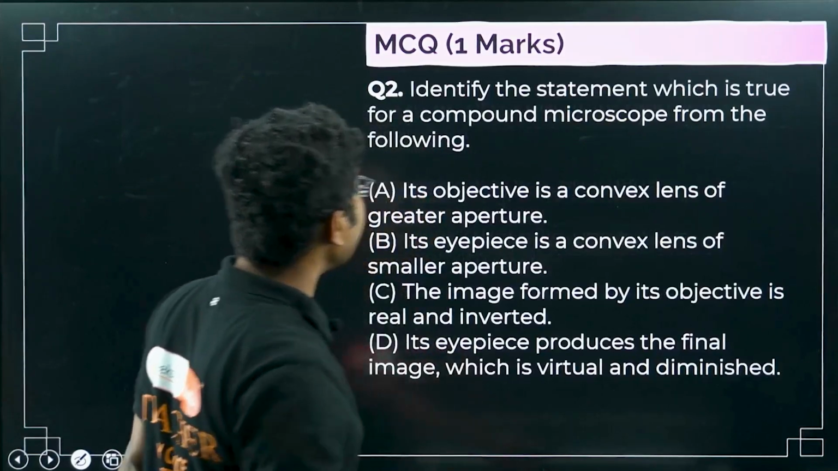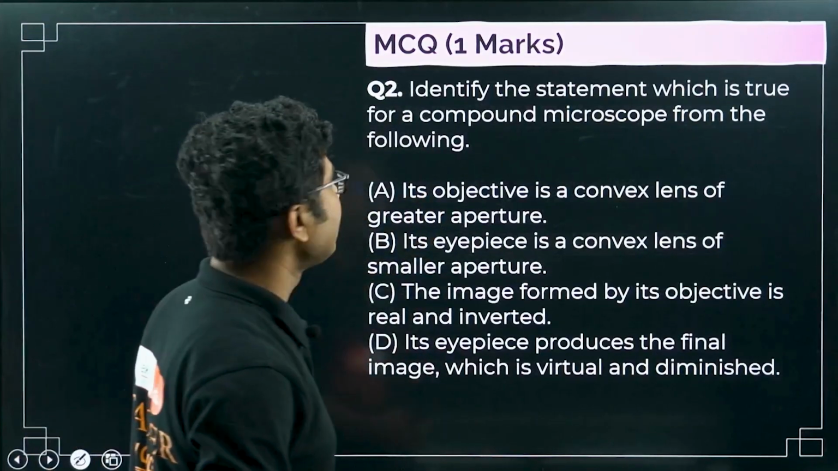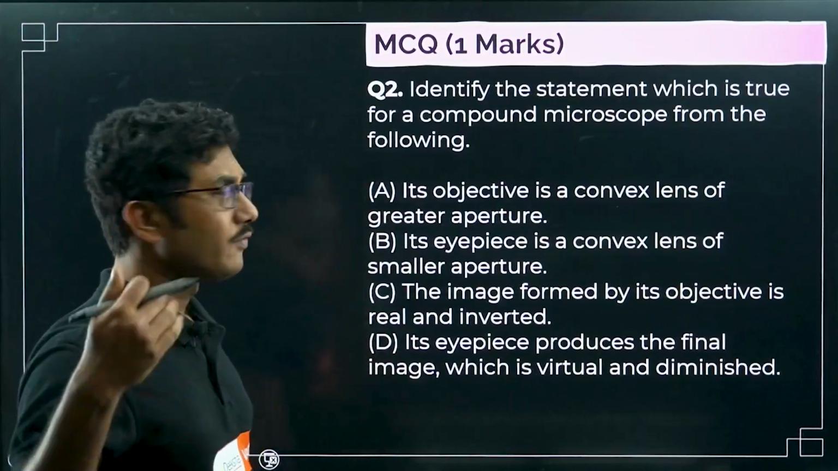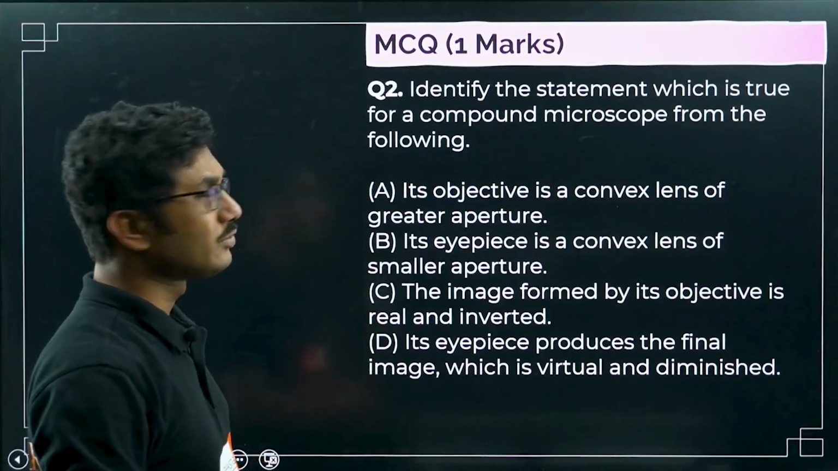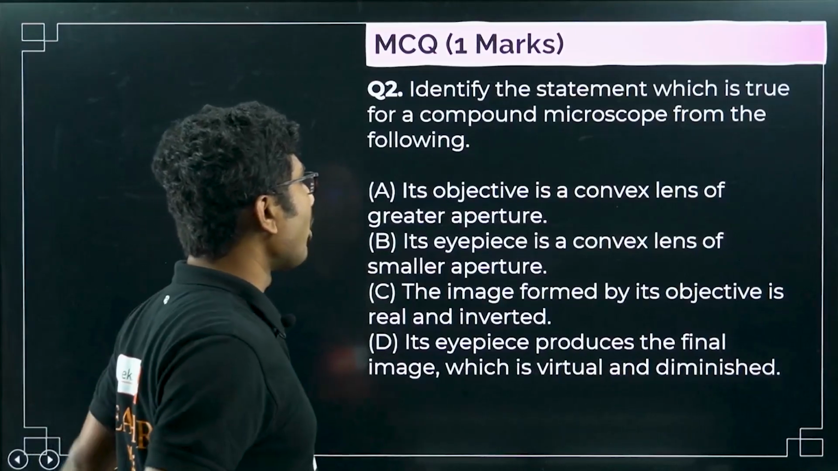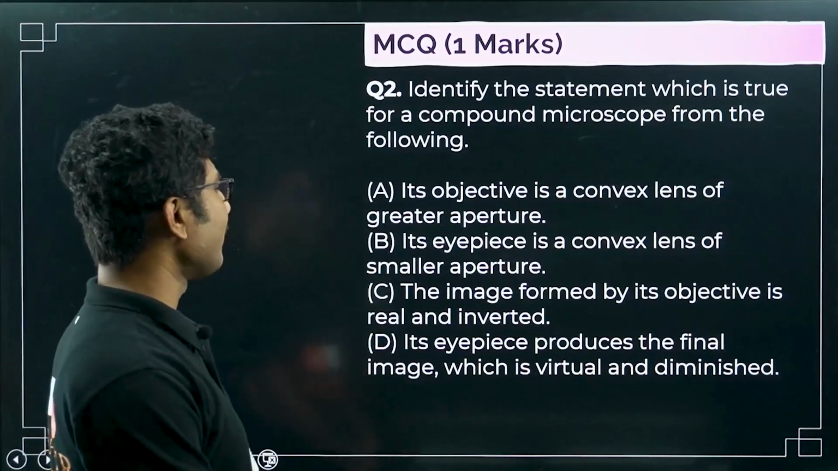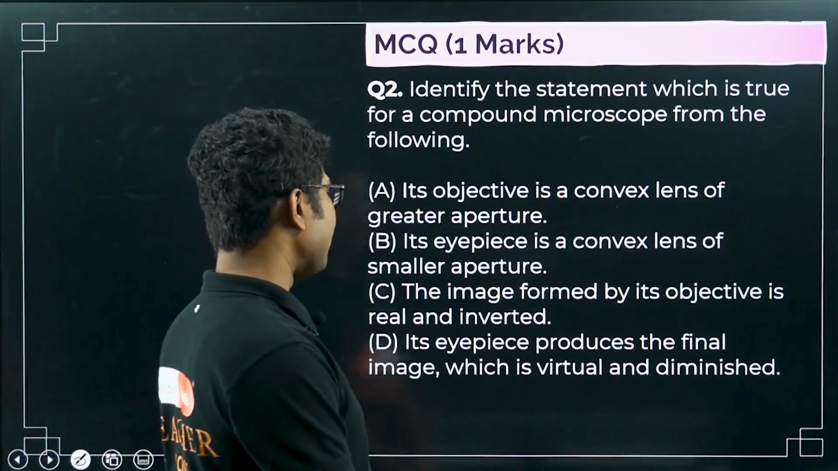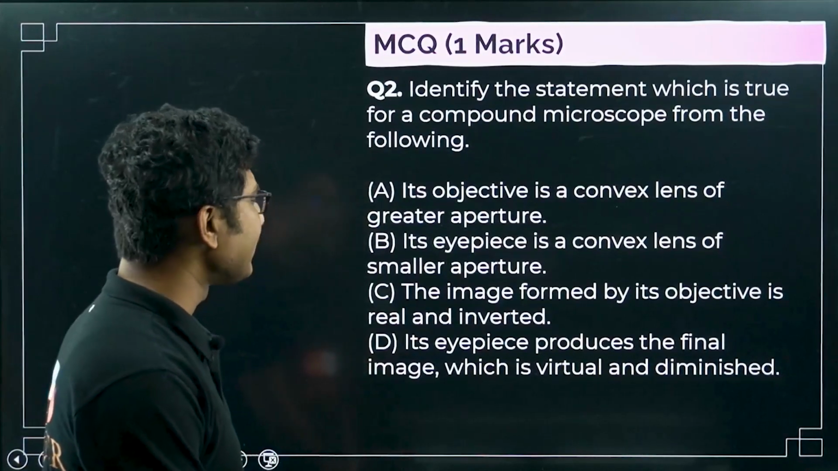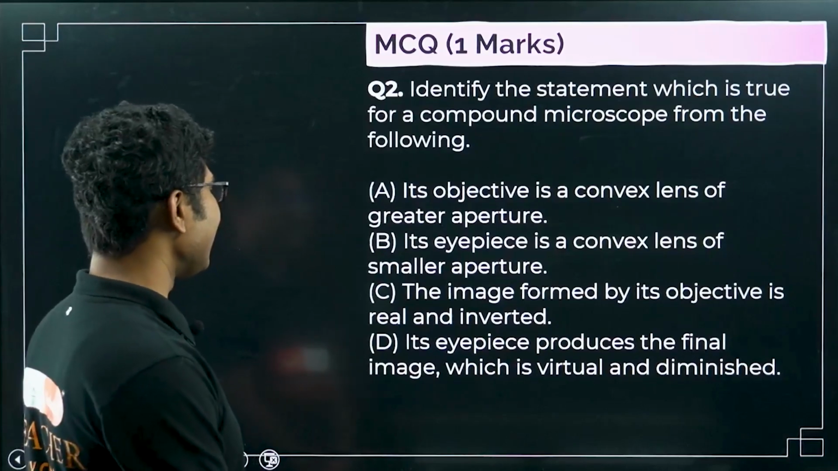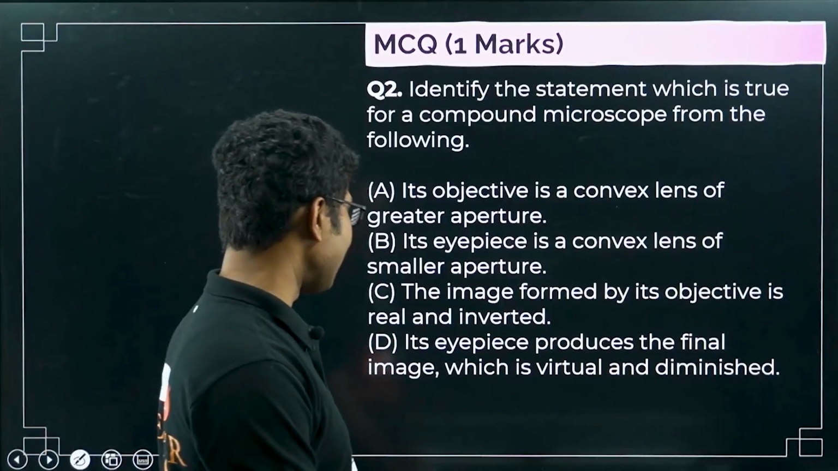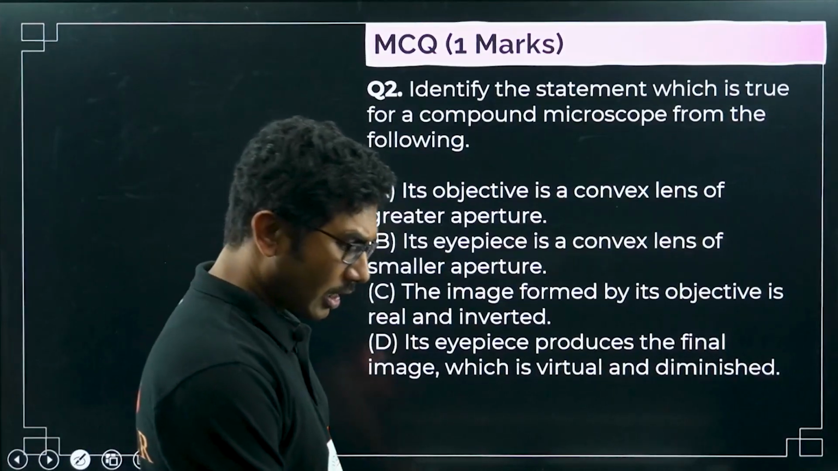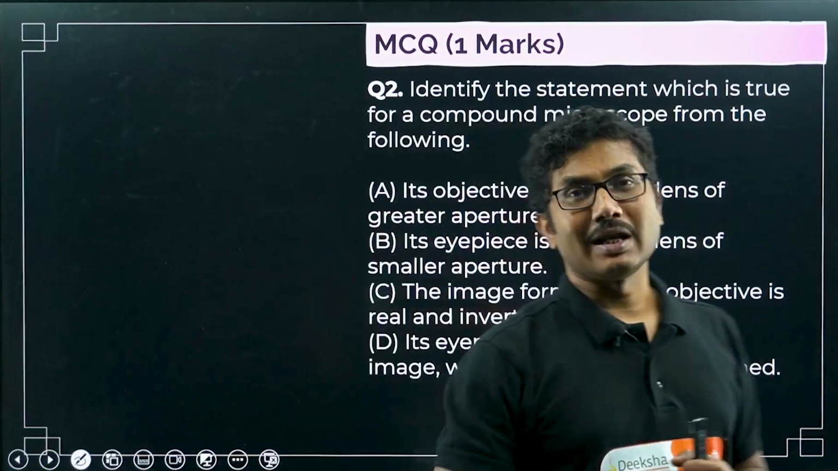Next question, identify the statement which is true for a compound microscope from the following. So first of all you have to identify which statement is true for a compound microscope. Its objective is a convex lens of greater aperture. Its eyepiece is a convex lens of smaller aperture. The image formed by its objective is real and inverted. Its eyepiece produces the final image which is virtual and diminished. So a compound microscope obviously produces an enlarged image.